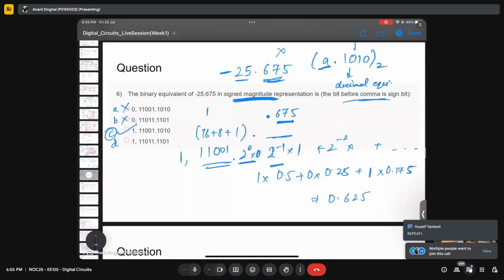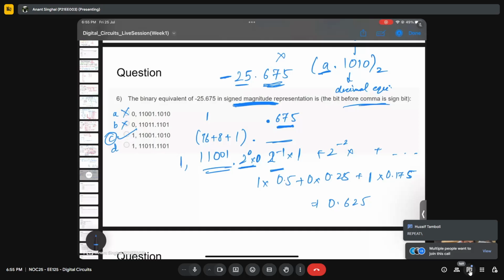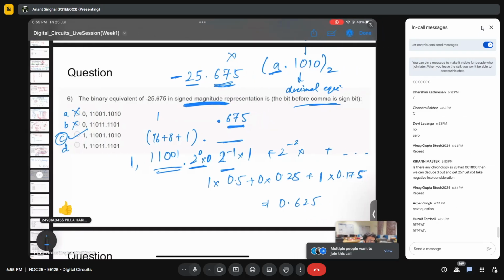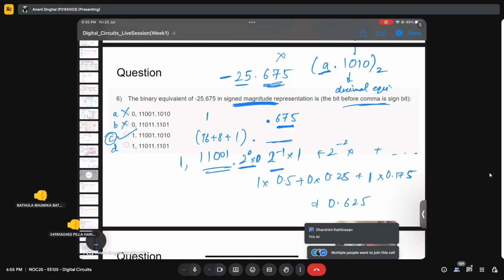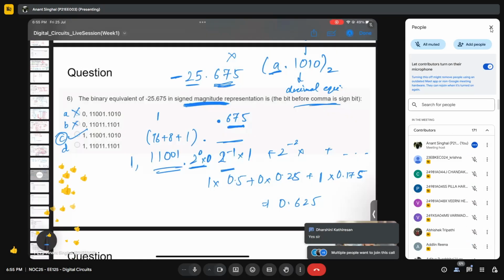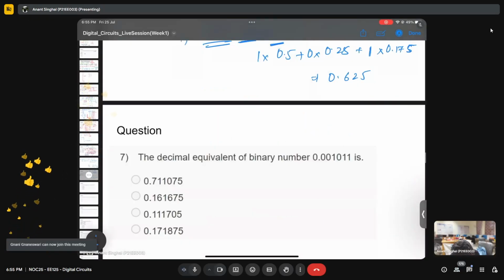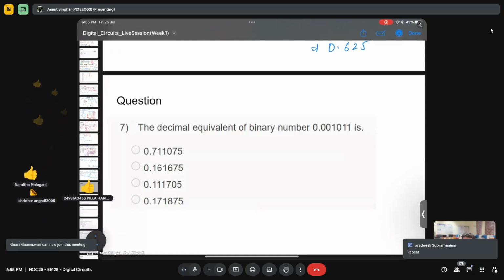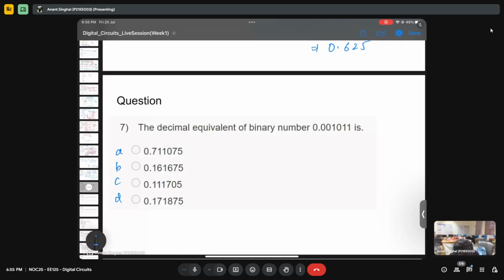Is it clear now? Whosoever has said to repeat, is it clear? Okay, great. So let's move ahead. Now this is the same problem, so let's do it quickly. Please let me know the answer in the chat box. This is option A, B, C, D. You can take 2-3 minutes and let me know the answers. I am expecting an answer from everyone.